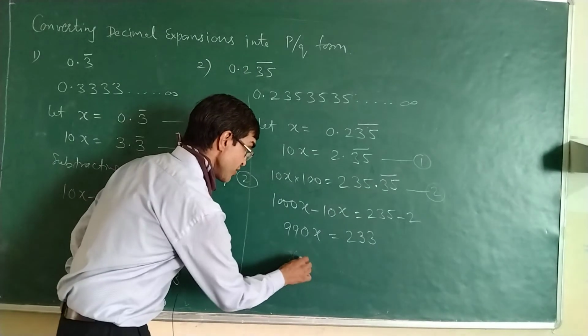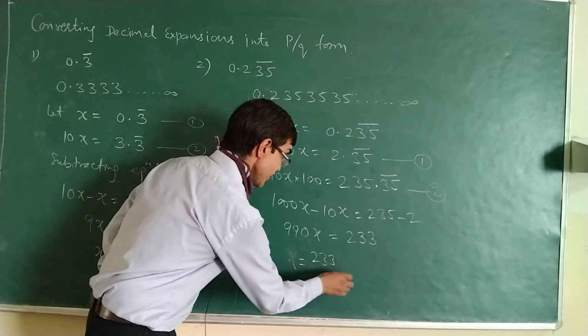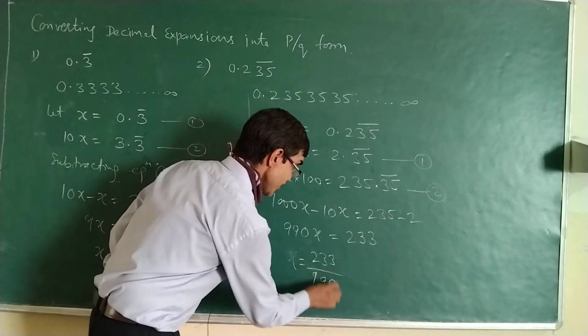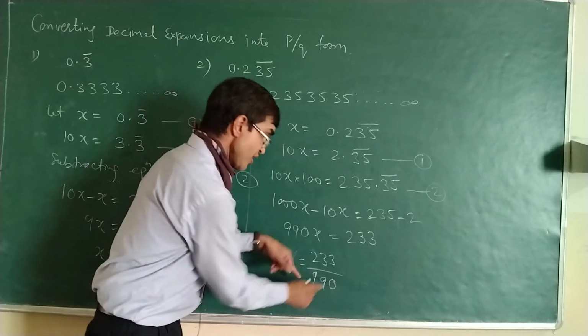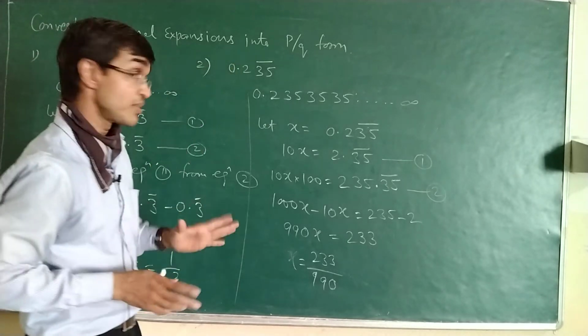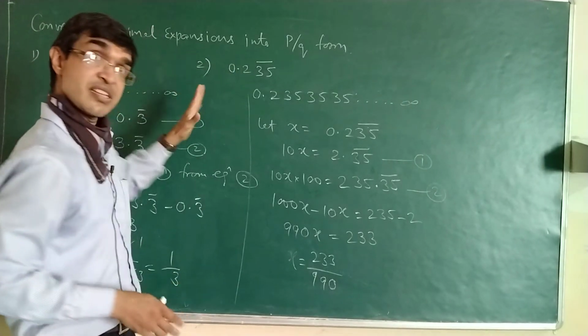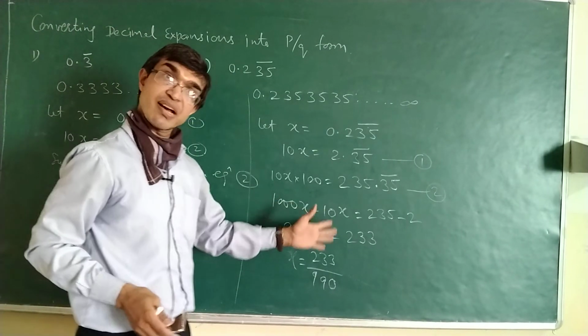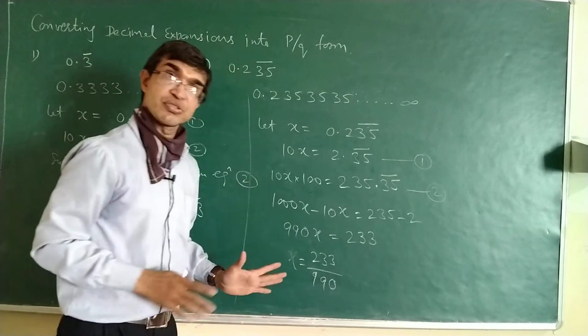So x is what? x will be 233 divided by 990. That is in P by Q form. Here both these are rational numbers, and we have converted them into P by Q form. That you should know how to convert.